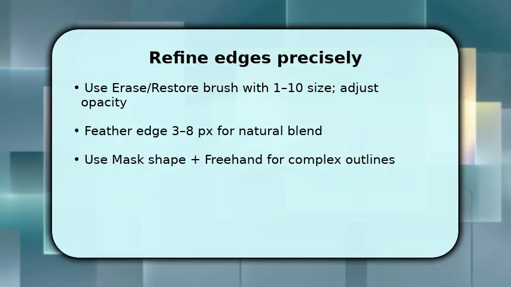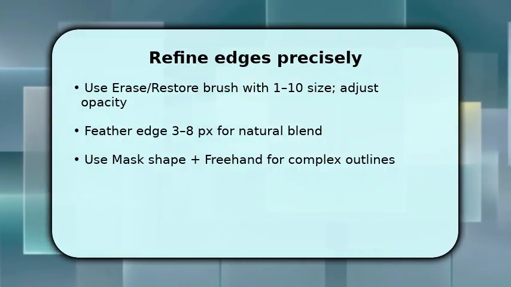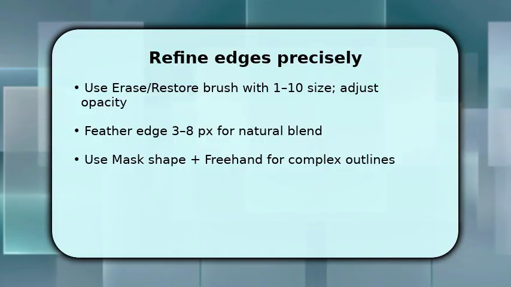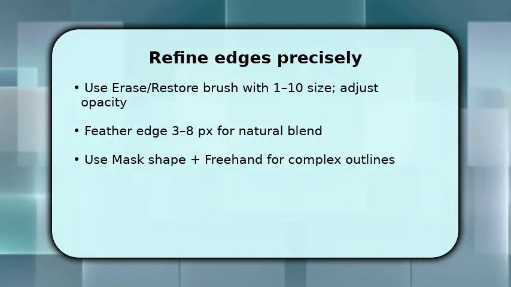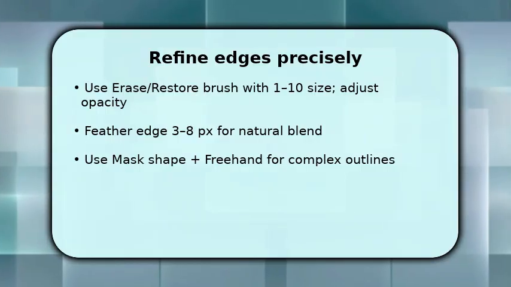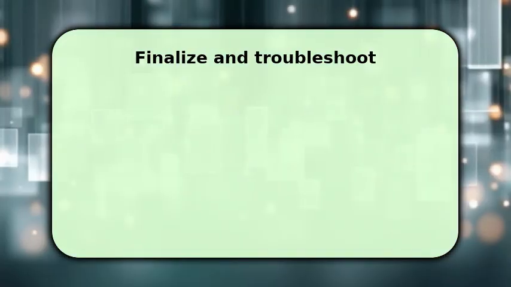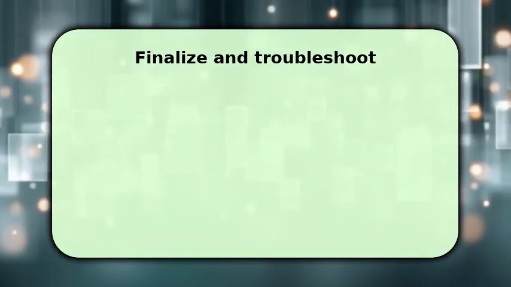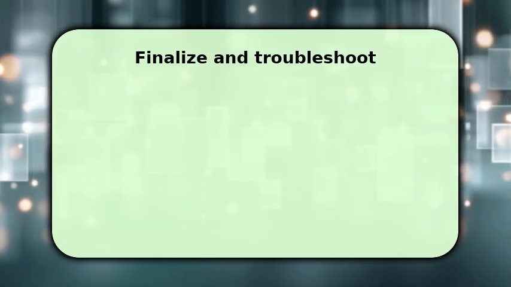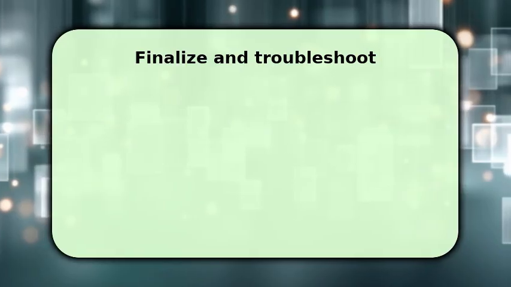For complicated shapes, place a mask and switch to freehand mode to trace exact contours. Keep toggling preview on and off to compare against the original while you work. To finish, export the sticker as a PNG with transparency or position it directly onto your project timeline and render.